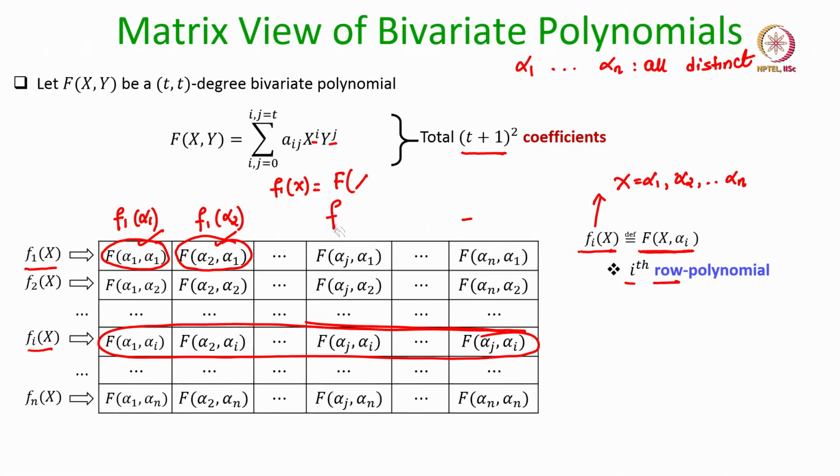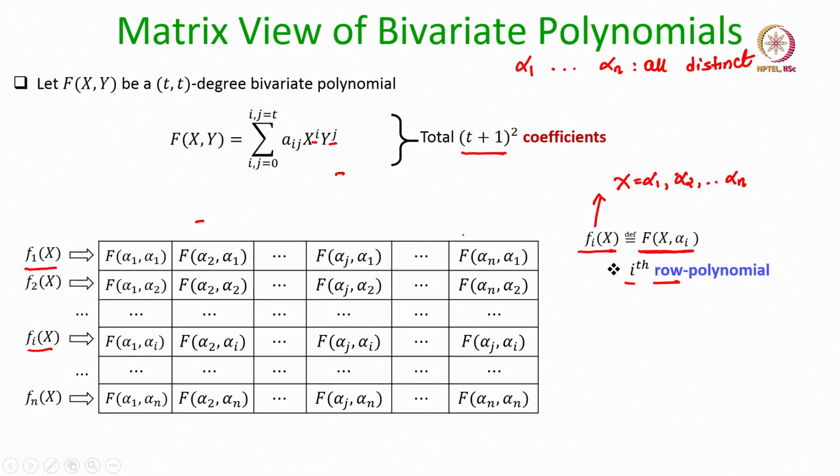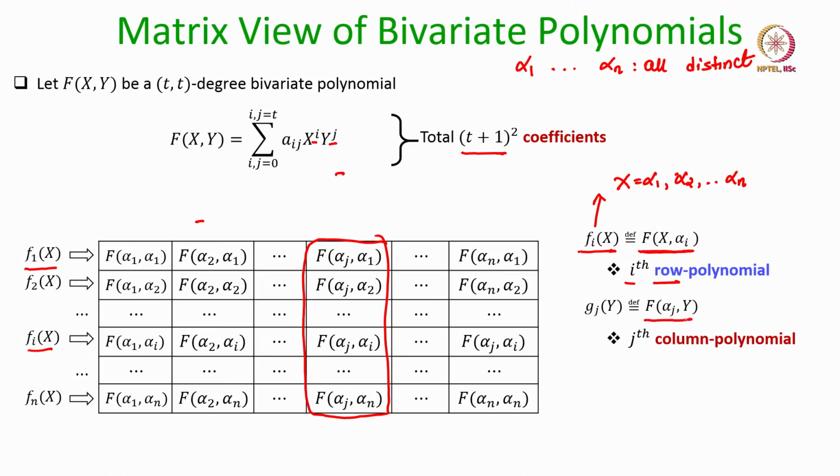And in the same way, I can have a column view as well. That means, if I now consider the jth column of the matrix, then those values also lie on some t degree polynomial. They basically lie on the bivariate polynomial evaluated at x equal to alpha j. So, it will be a univariate polynomial of degree t in the y variable. I call it the jth column polynomial and represent it by this lower case g sub j of y.